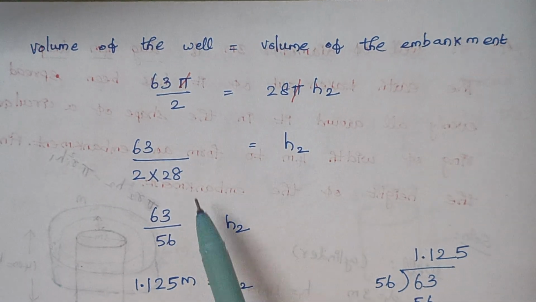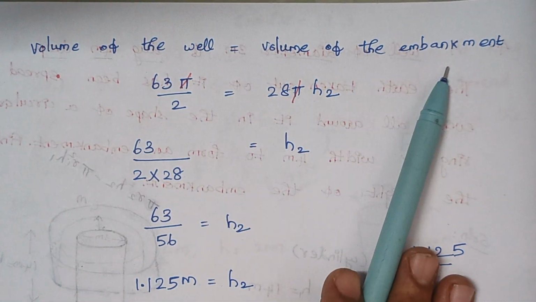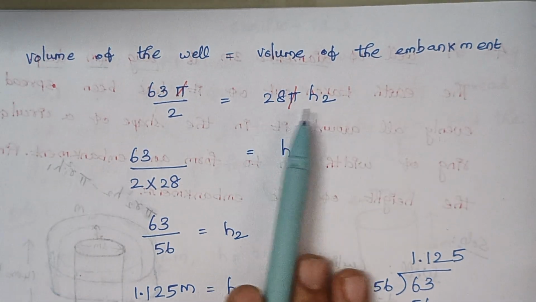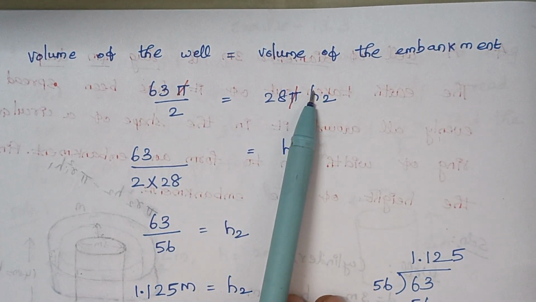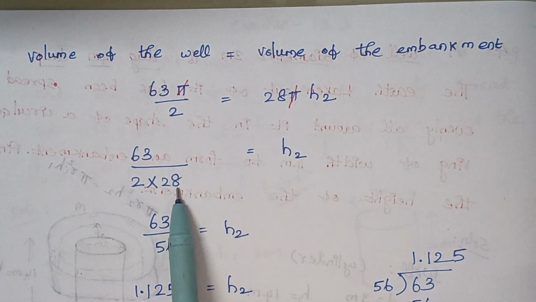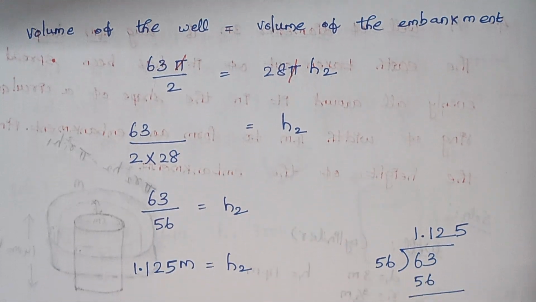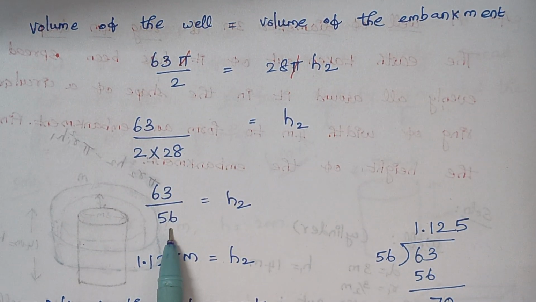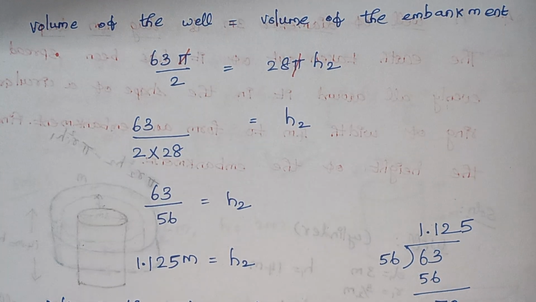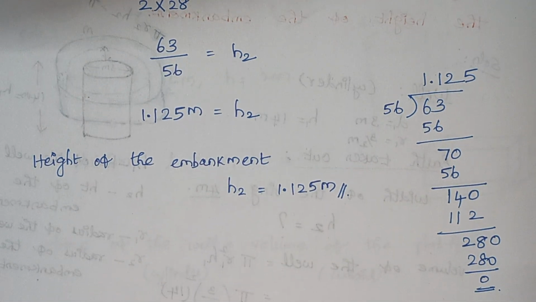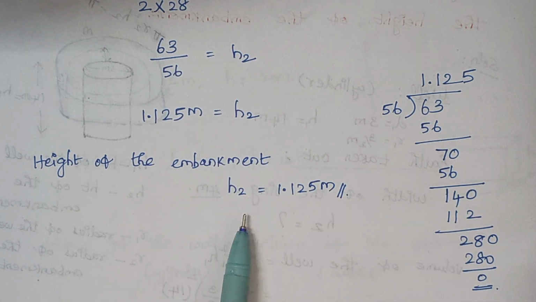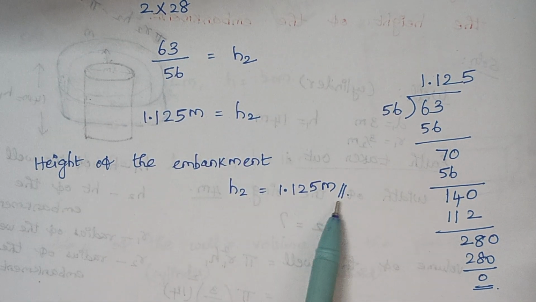As I already said, the volume of the well is equal to the volume of the embankment. The volume of the well is 63 pi by 2 and the volume of the embankment is 28 pi h2. So pi and pi cancel each other. As I need h2, I am moving this 28 to the left hand side, so it occupies the denominator part. When you multiply, 2 times 28 is 56, and 63 divided by 56 is 1.125. It is pretty simple. So finally, the height of the embankment h2 is equal to 1.125 meter.